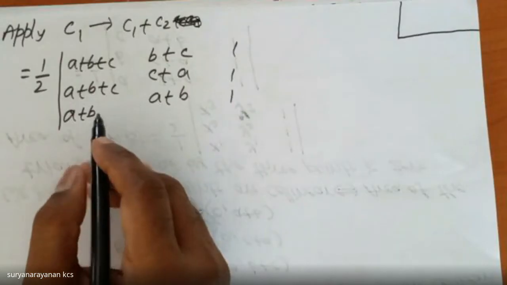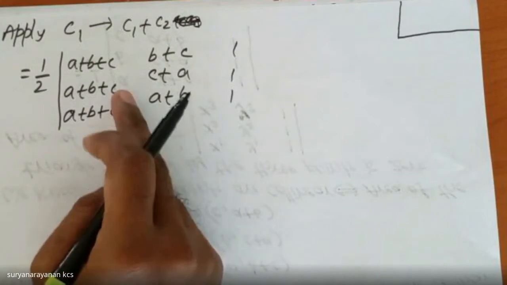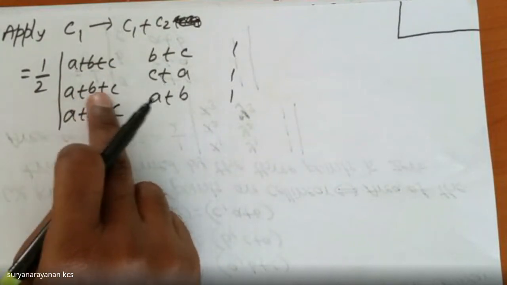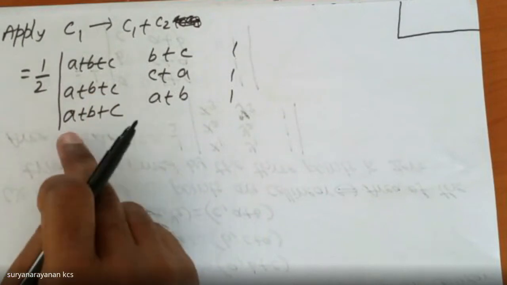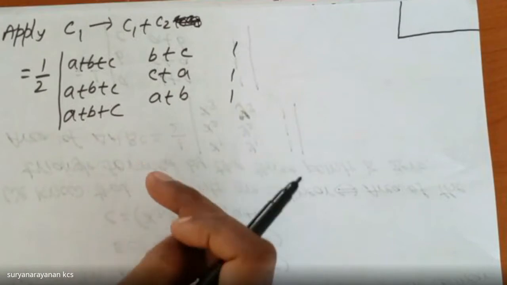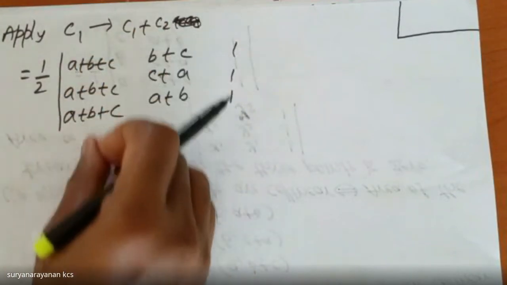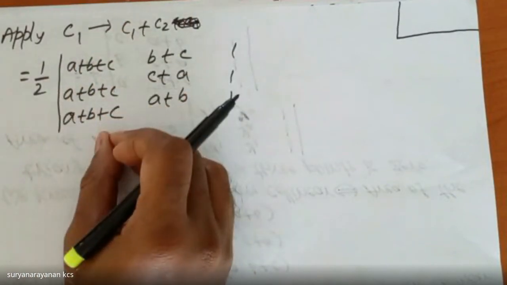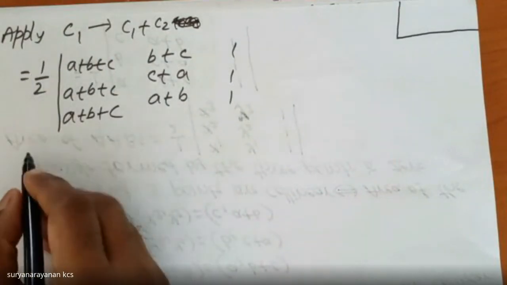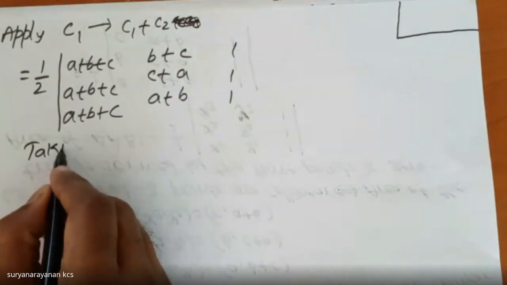Very good, Kirandas. So first row, first element A plus B plus C. Second row, first element A plus B plus C. Third row, first element A plus B plus C. And if you observe here, in the first column all the elements are the same. So can we take this out as a common factor?